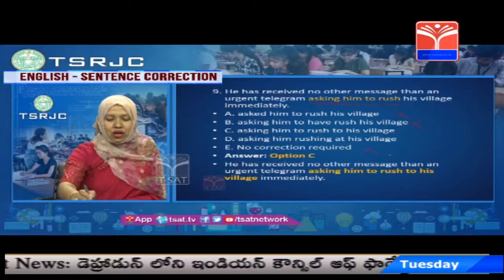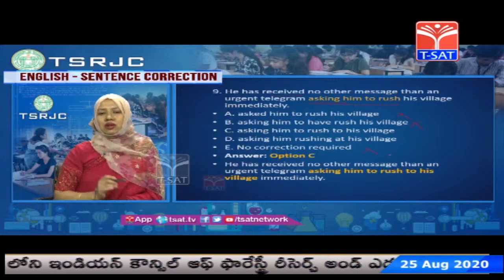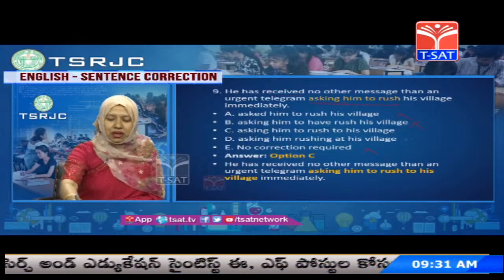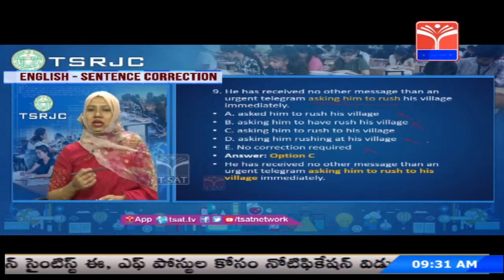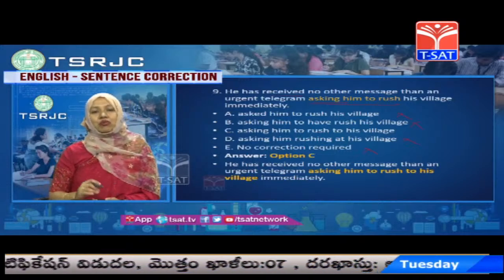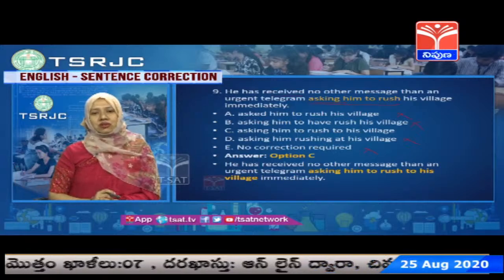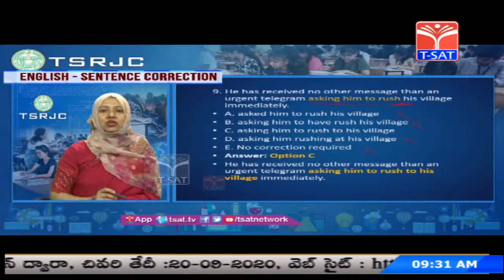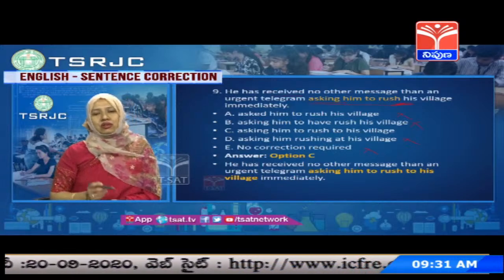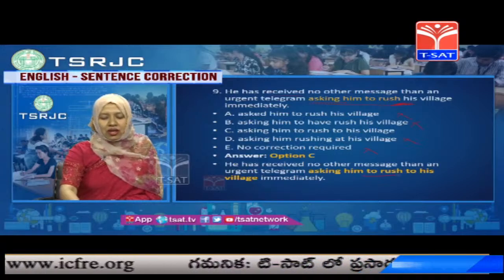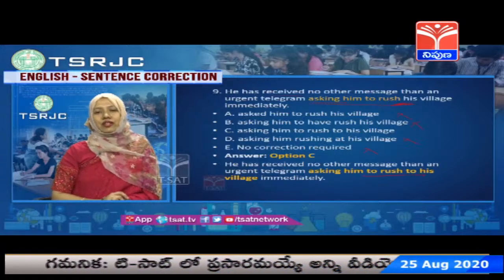There is a mistake, so no correction required is also wrong. Asking him rushing at his village is completely out of the box, which is completely wrong. So we are left with one option, that is asking him to rush to his village. Here, the preposition to should be used after rush. To is missing in this sentence. You must write asking him to rush to his village.